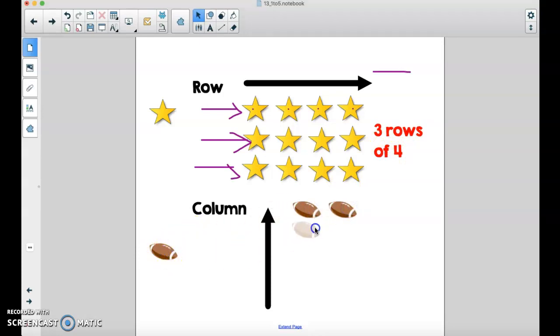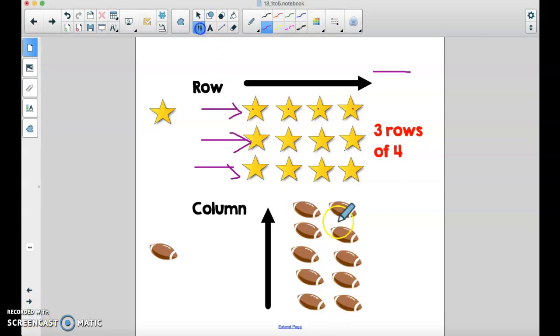Okay, now if I had a column, let's say I did it up and down like this, and I just put a bunch of footballs. Let me do 2 more. Now it's the same exact thing, guys, just because I lined them up and down. Let's count how many rows I have. Alright, so if I count my rows, I have 1, 2, 3, 4, 5, because I still count my rows going down.